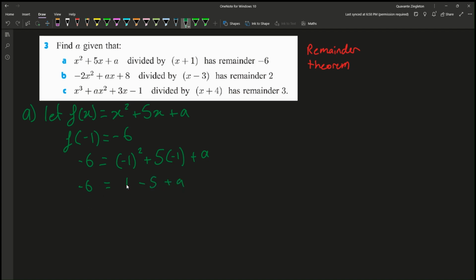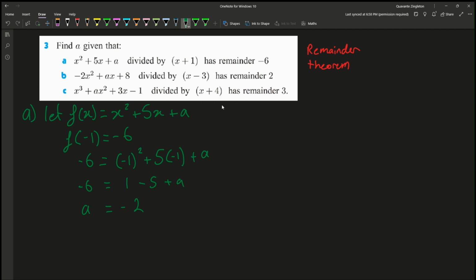So 1 minus 5 is negative 4. Add 4 to both sides, you get a is equal to negative 2. So that's a. That's basically just it, I guess.